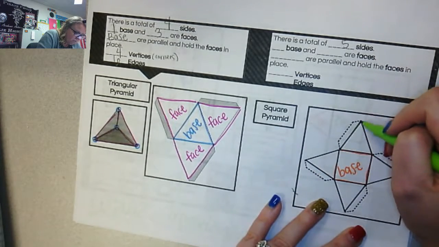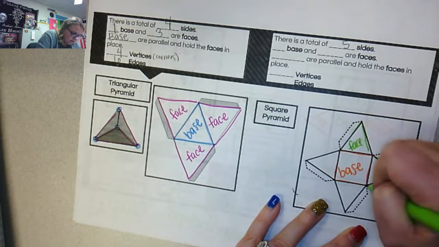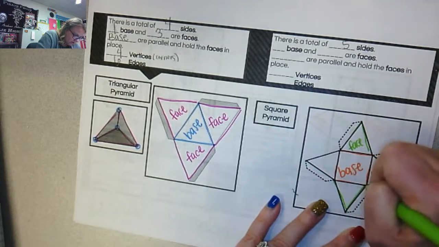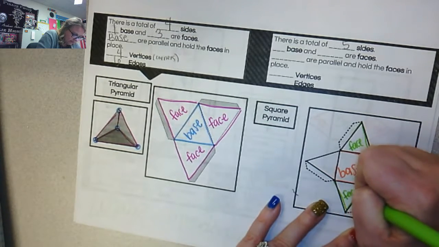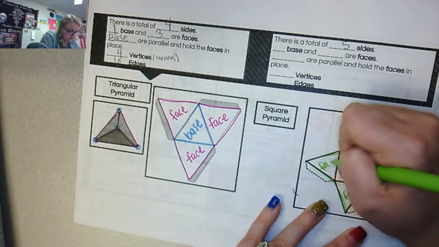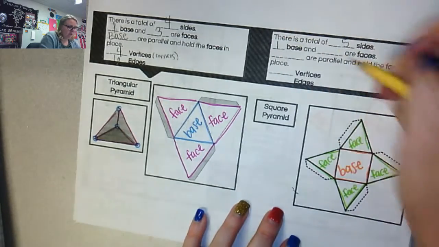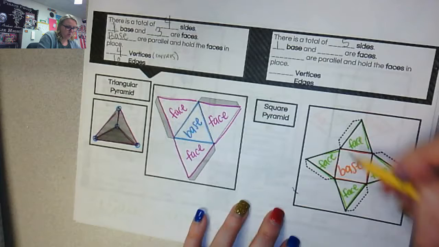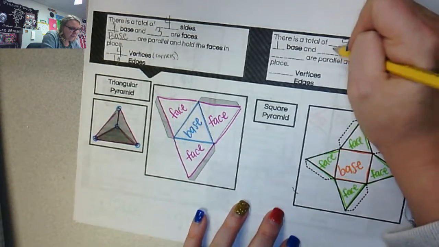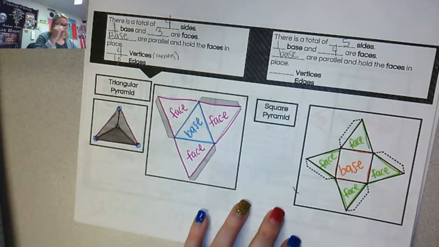So we have 1 face. We have 2 faces. We have 3 faces. We have 4 faces. So there is one base, and that one base has 1, 2, 3, 4 sides, which means that there are 1, 2, 3, 4 faces. And the base is in the middle and holds the faces together.